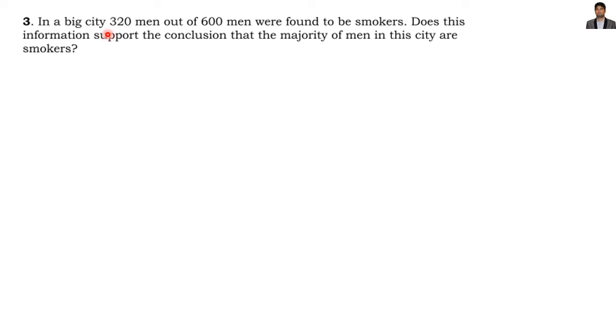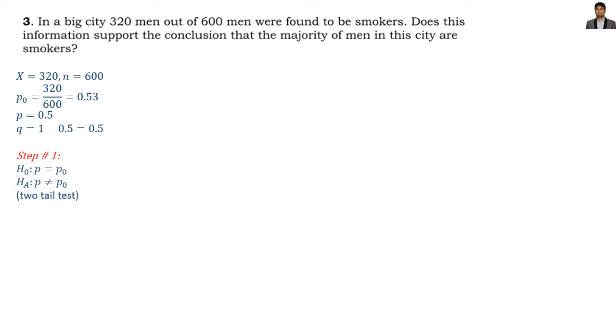Number 3, in a big city, 320 men out of 600 men were found to be smokers. Does this information support the conclusion that the majority of men in this city are smokers? X is equal to 320, N is equal to 600, P0 is equal to 320 over 600 will give us 0.53. P is equal to 0.5. We suppose that half of the population is smoker. So Q is equal to 1 minus 0.5 will give us 0.5.